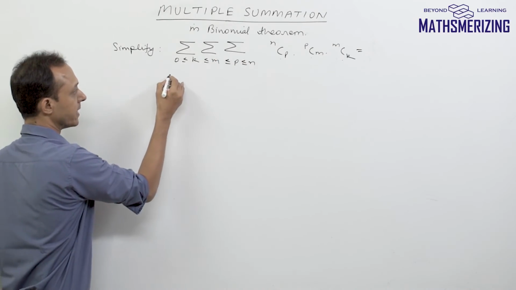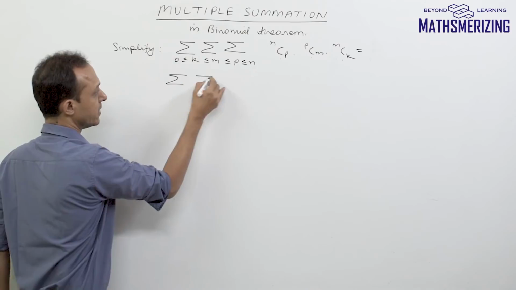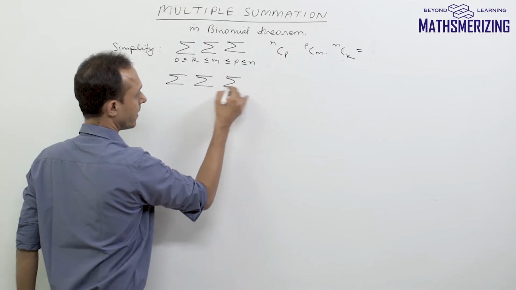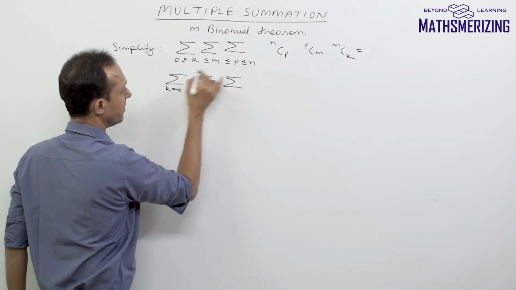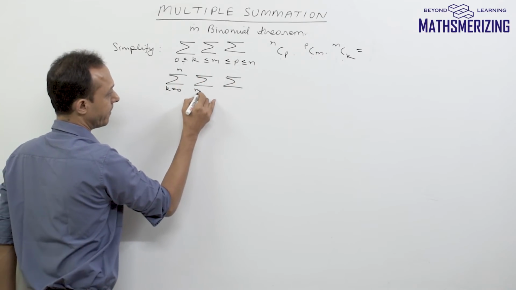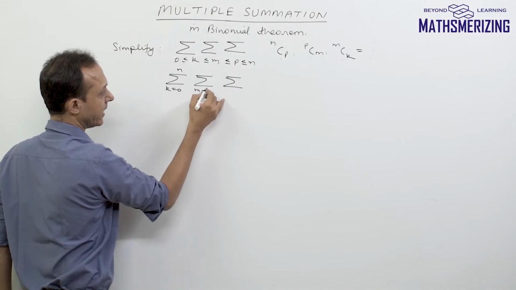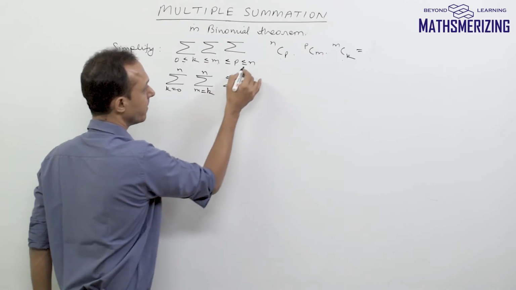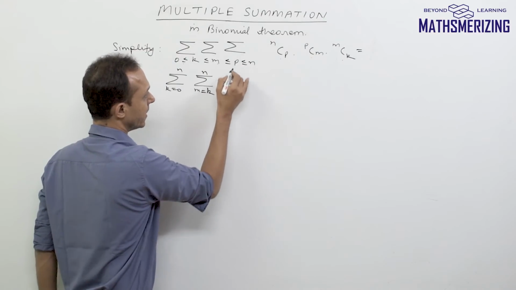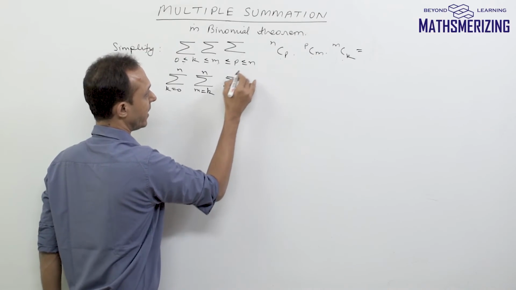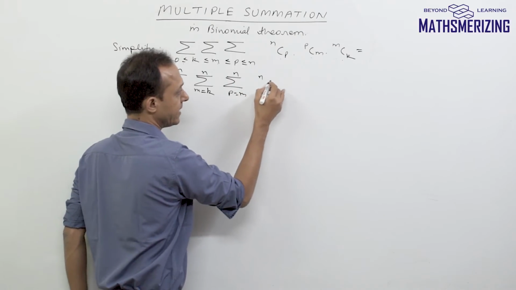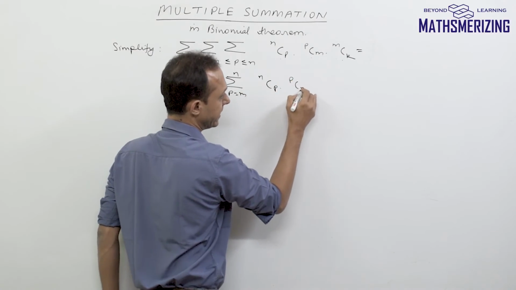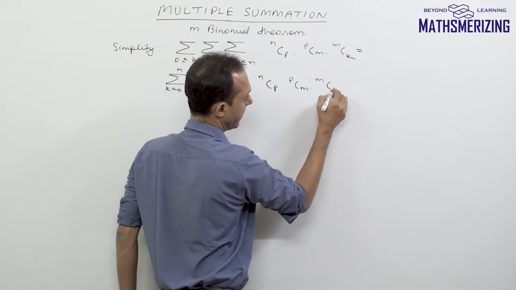So what I'll do is first I'll split this summation. So I'll write summation, and then the value of k starts from 0 and its maximum value will be n. Now for this m, its value starts with k and goes up to n, and for this p, the minimum value is m and it goes all the way up to n. And I can write it as nCp, pCm, and mCk.